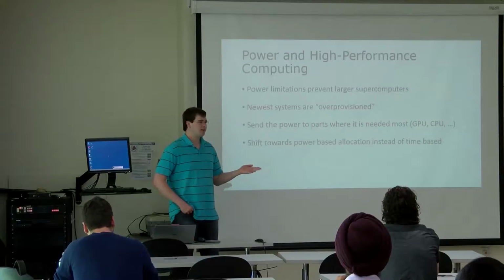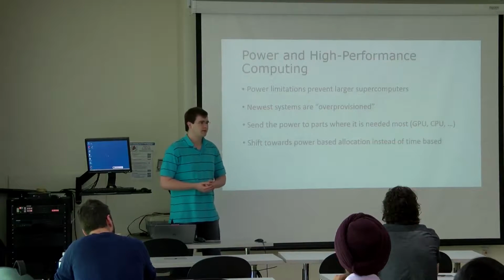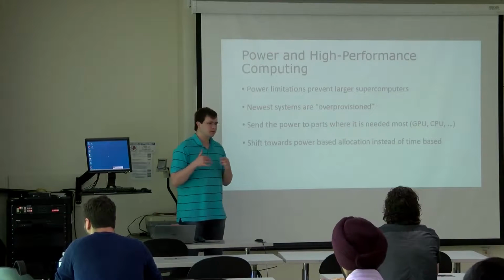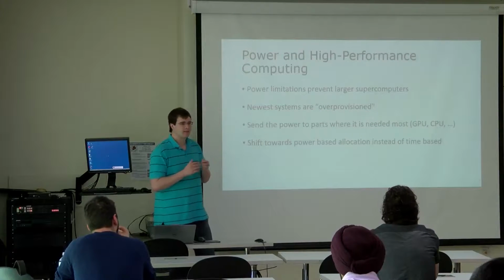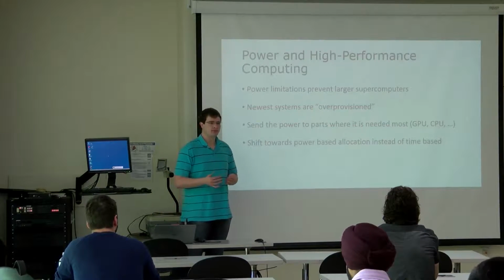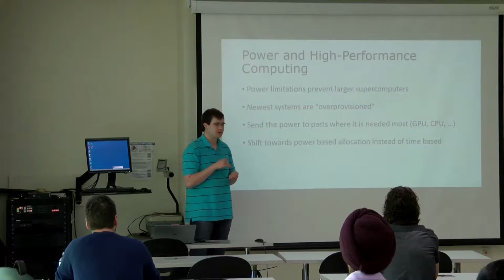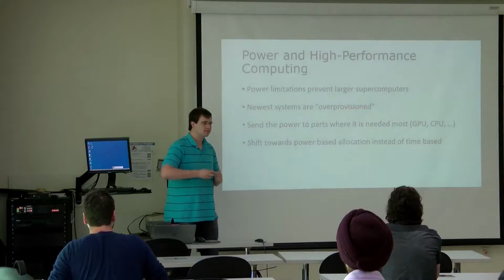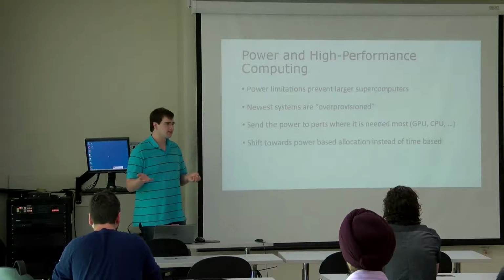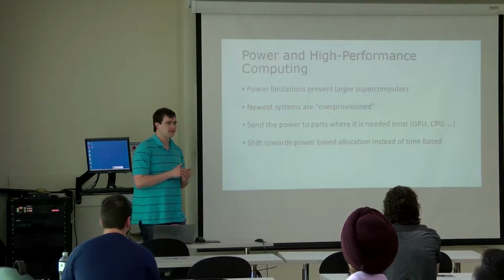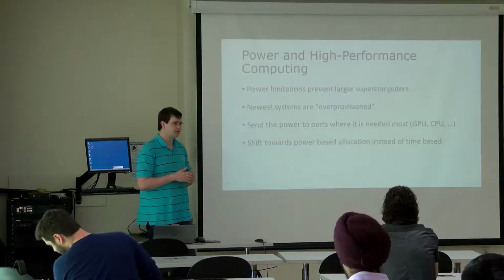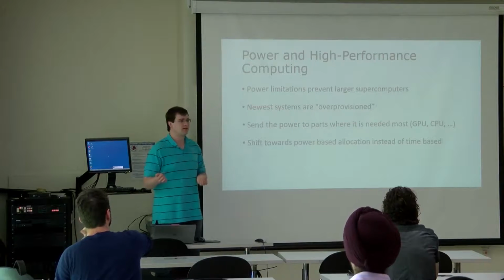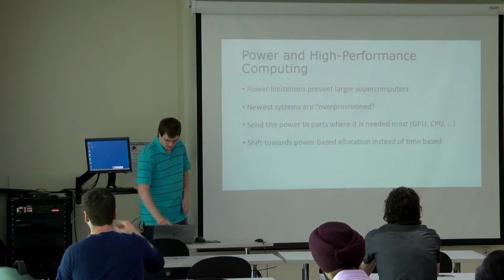So the reason why we find power signatures of high-performance computing applications interesting is because there is a limit of how much power you can get into a building to power a supercomputer. So the current trend in supercomputing is to actually put more nodes on a supercomputer than you can power, and then just send the power where it is actually needed. And they are trying to develop a power-based allocation rather than a time-based allocation, where you say, I need this node with this much power on the supercomputer rather than I need this much time on the supercomputer.